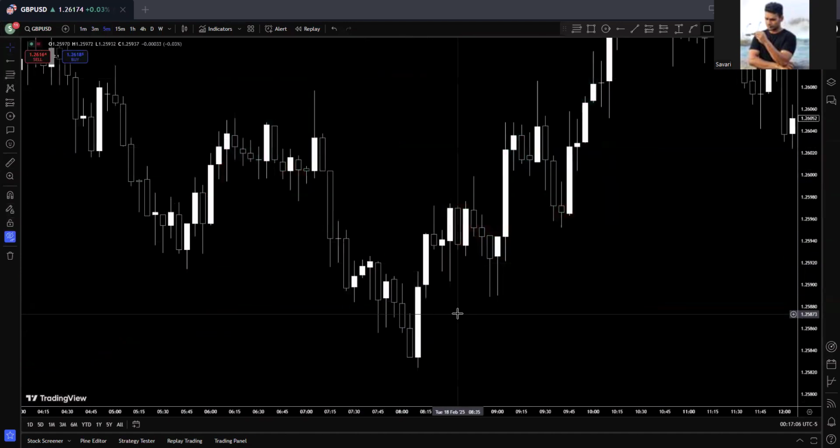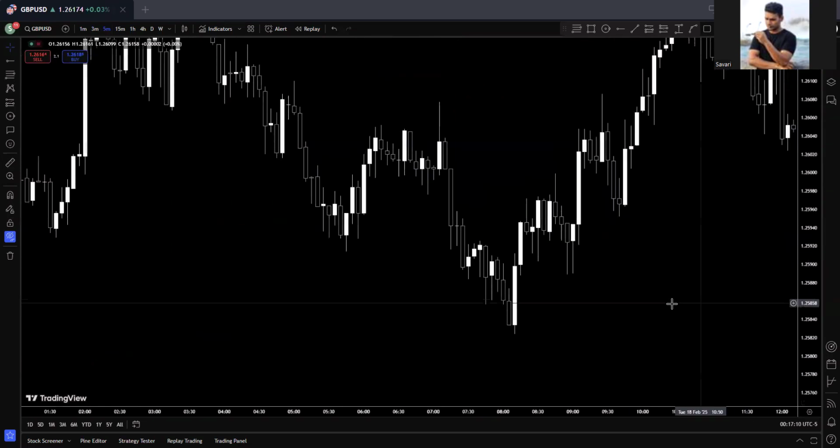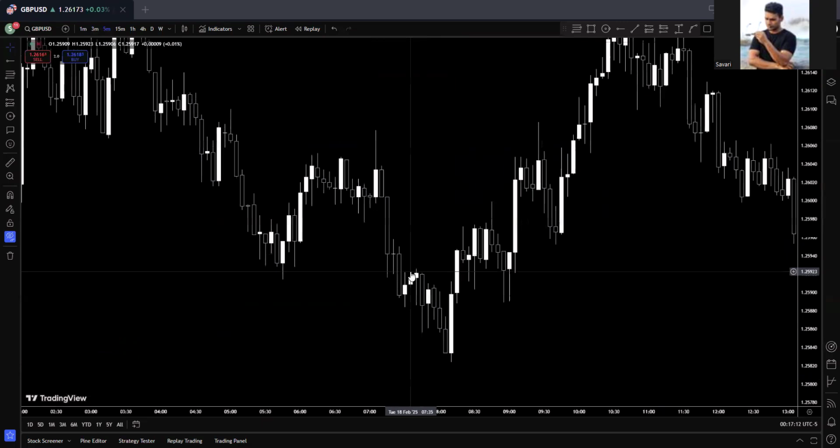Just a moment. So this is the structure shift with displacement. If I mark this 5 minutes fair value gap, there is no candle close below this level. Everything is a buy. So in this fair value gap after structure shift, no candle close below this level. Everything so far is a buy.